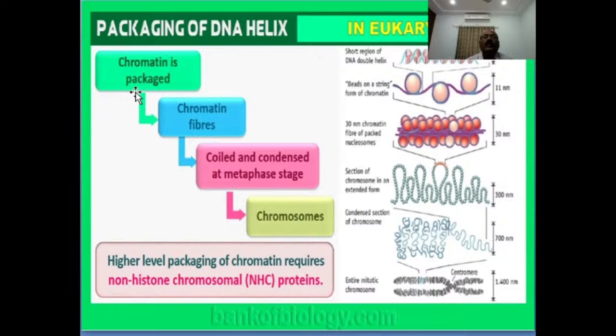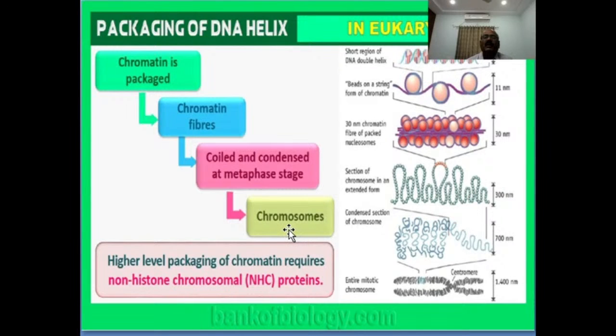So chromatin is packed so that it forms chromatin fibers. Chromatin fibers are twisted and form a coiled and condensed structure at the metaphase stage. And this coiled condensed structure is packed compactly together and it forms chromosomes.